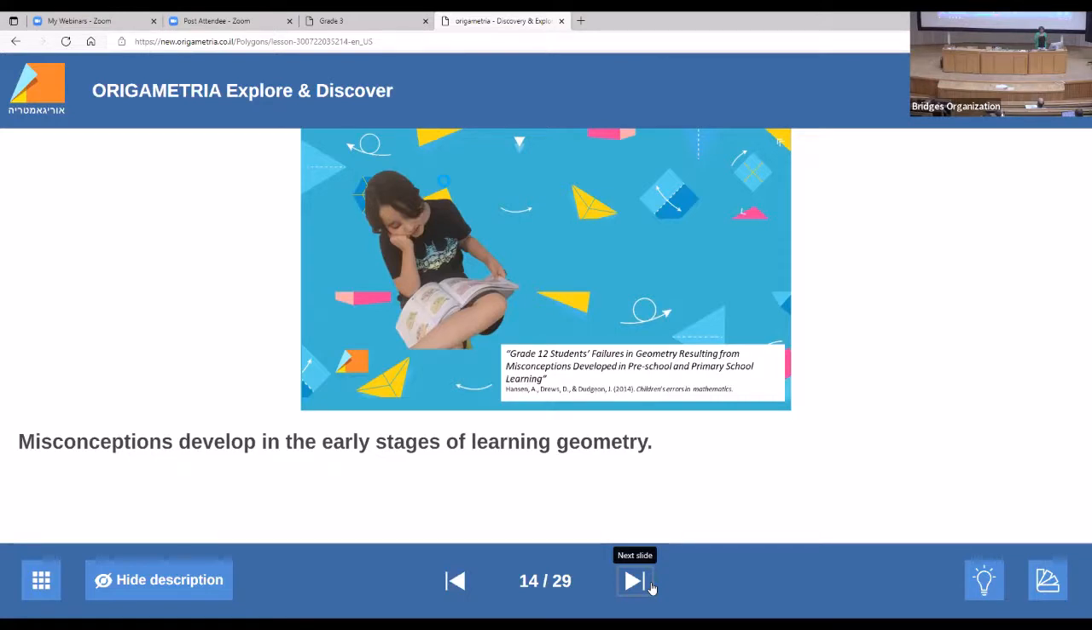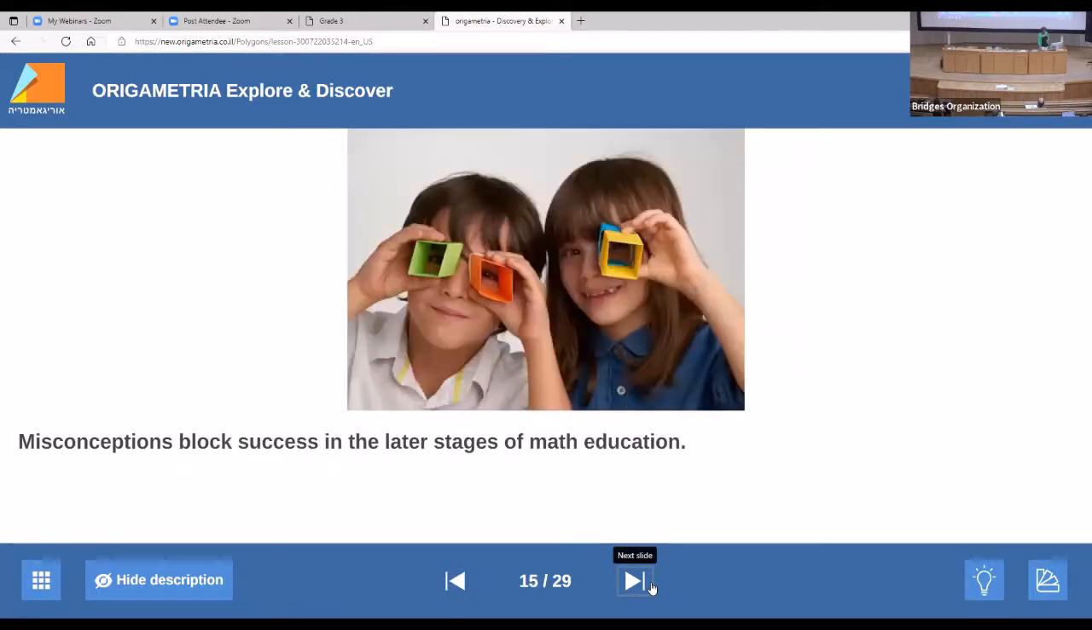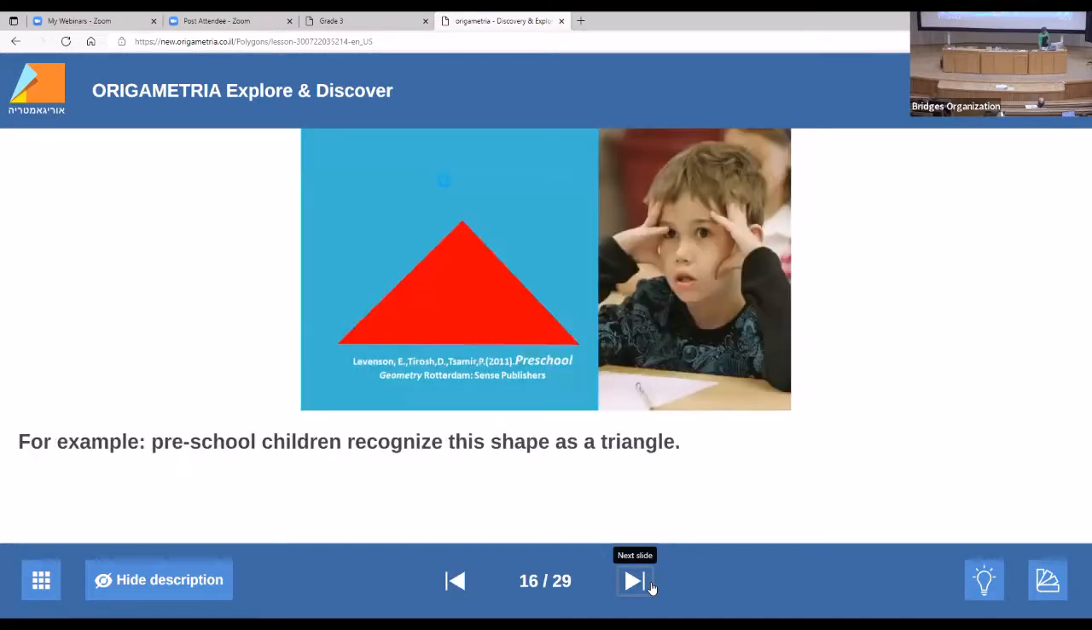Because to understand geometry, we also need a good imagination. And when you do it when you're young, it's much easier for you. If you talk to kids 4, 5, 6, they have really amazing imagination. It helps to understand geometry. So I'll give you an example. This triangle is from research done at Tel Aviv University, I think. They showed this to the children in kindergarten.